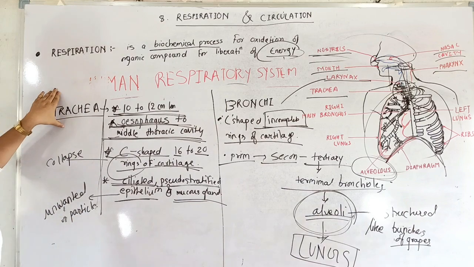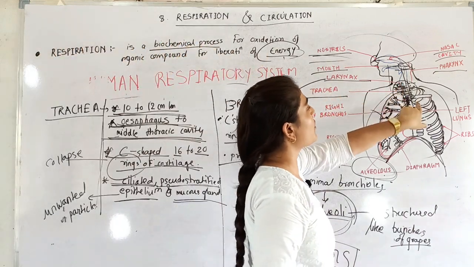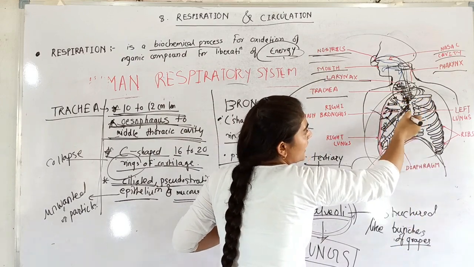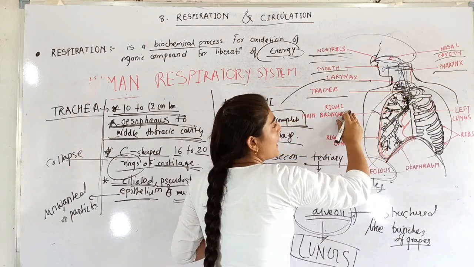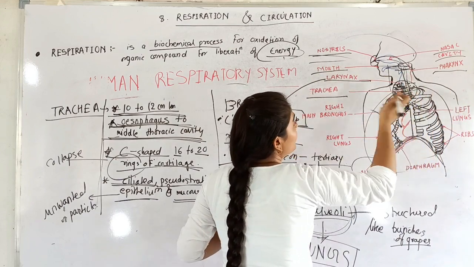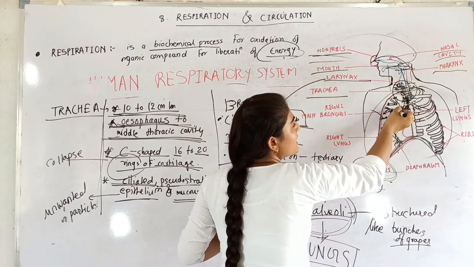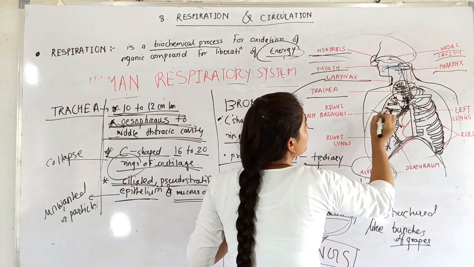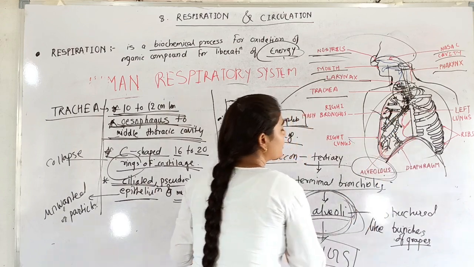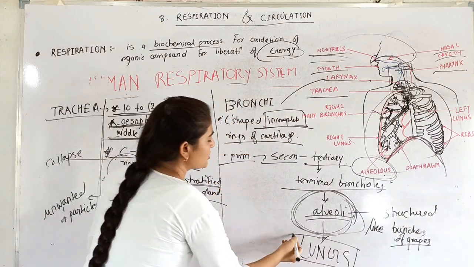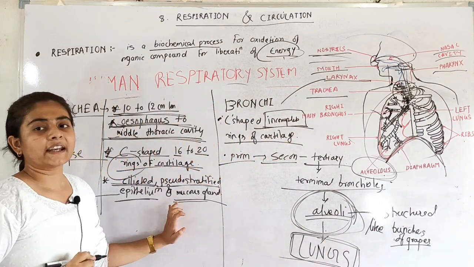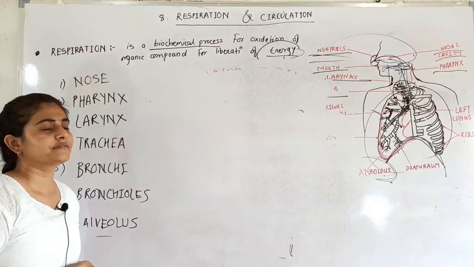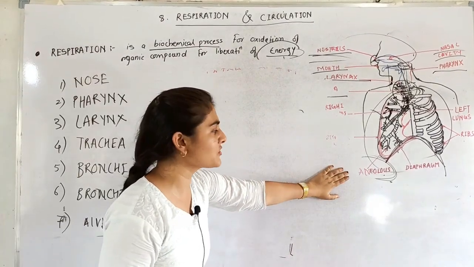So this is the trachea. This is this portion. At the end, the bronchi get started. Then the bronchi get divided into two parts. One enters the left lung, one enters the right lung, and then it is divided into primary, secondary and tertiary, and then the tertiary bronchi is divided into bronchioles, and then bronchioles are divided into alveoli, and then the structure of the lungs gets started. So we are done with the alveolar structure.